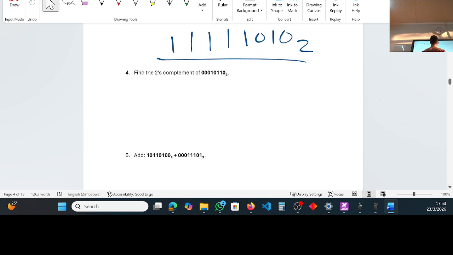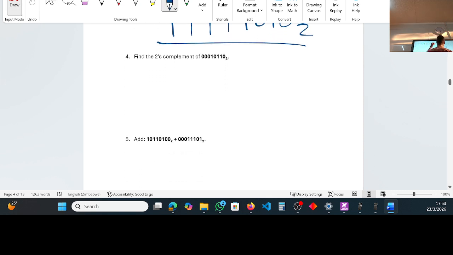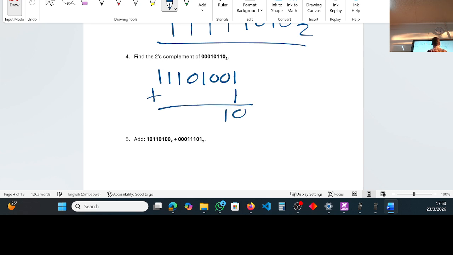Then the next problem, I'm required to find the 2's complement of that number. So what I'll do is I'll just invert all the bits, then I'll add a 1. In doing so, I'll have 1, 1, 0, 1, 0, 0, 1. But then we are saying let's add 1. If I add 1 there, the result is 0 carry 1. Then I'll have 1, 0, 1, 0, 1, 1, 1. That's the 2's complement of that value.